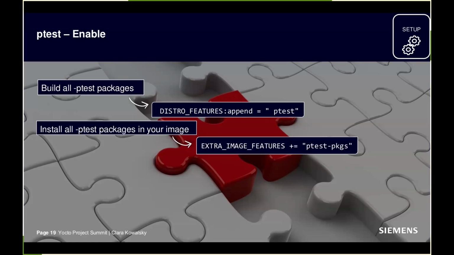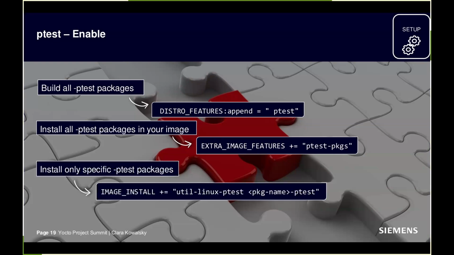We can then decide whether we want to install all the Ptest packages into our image. Then we would modify the extra image features. Or we can go for the other option, install just specific Ptest packages, and we would do this with the image install variable.